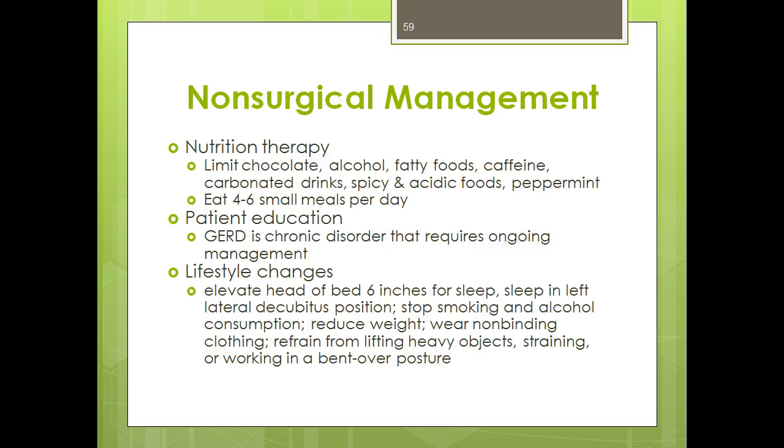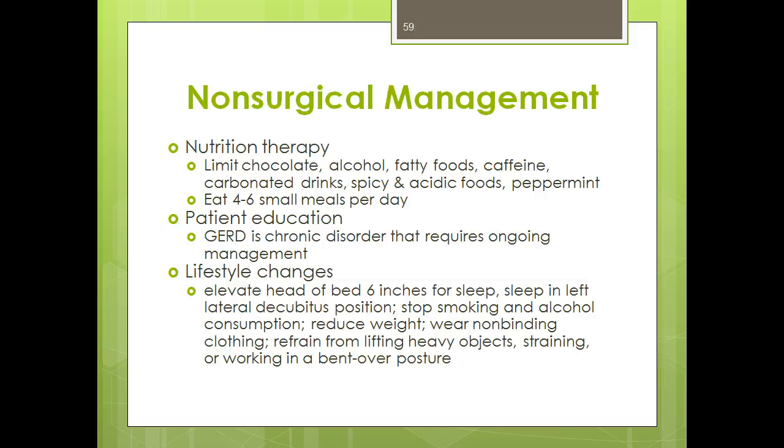GERD. Patient education is really important because GERD is mostly a chronic disorder. A lot of times it requires ongoing management. So it's more than just, I'm going to do this for now and then it's going to go away. You have to do a lifestyle change.